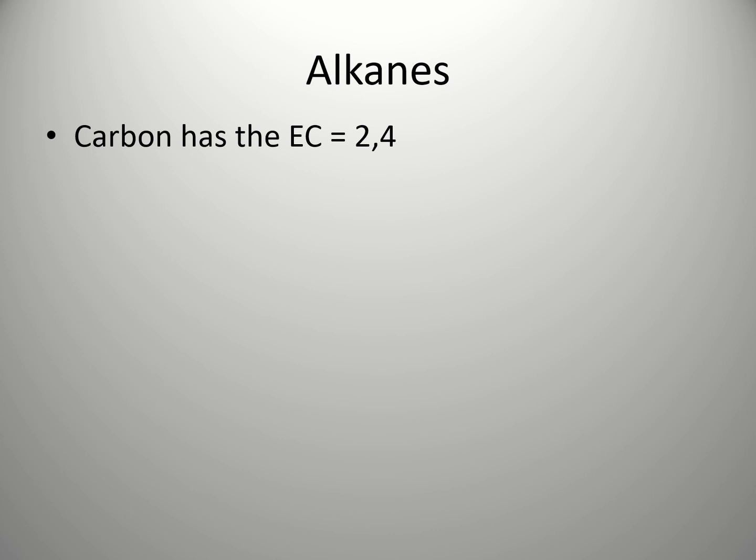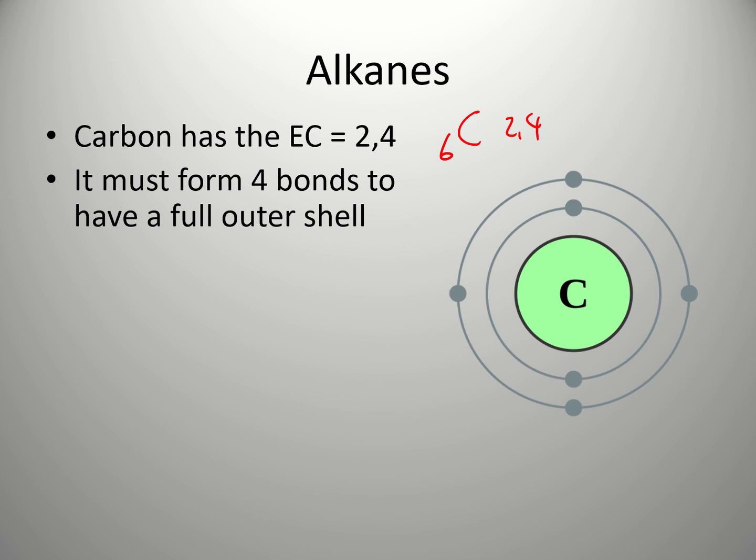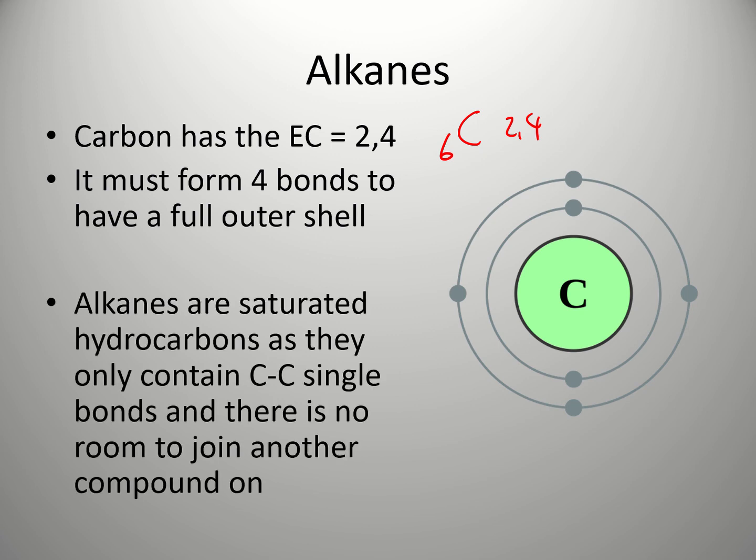So let's look at alkanes and the bonding in them first and foremost. Well, we know the electron configuration of carbon is 2,4. We know carbon has an atomic number of 6, electron configuration of 2,4. And that means that every carbon has to form 4 bonds. So alkanes are what we call saturated hydrocarbons. They contain only carbon-carbon single bonds. Some others, and we'll look at them later when we get to alkenes, contain carbons with double bonds. They're said to be unsaturated. But alkanes are saturated. They only contain carbon-carbon single bonds.